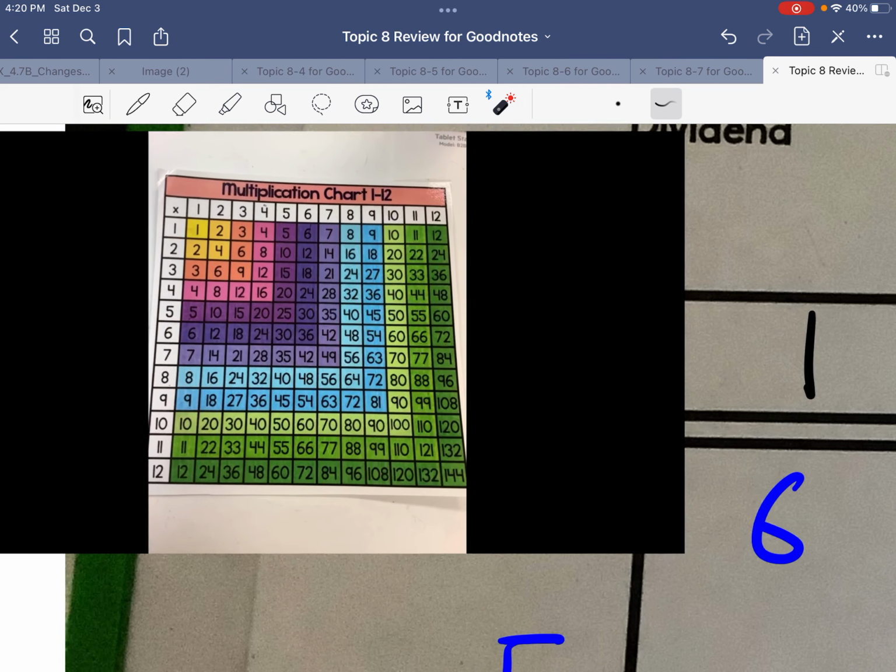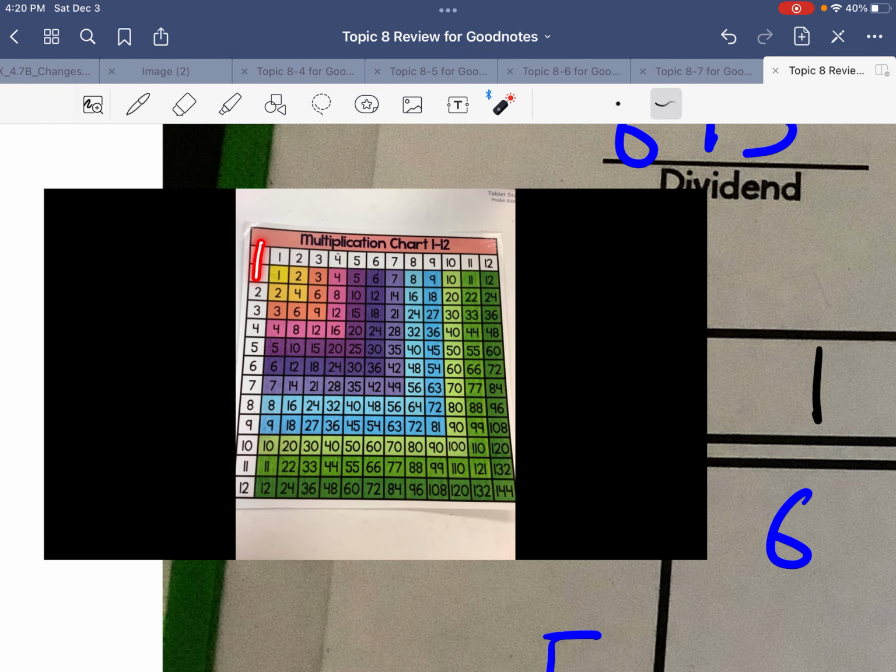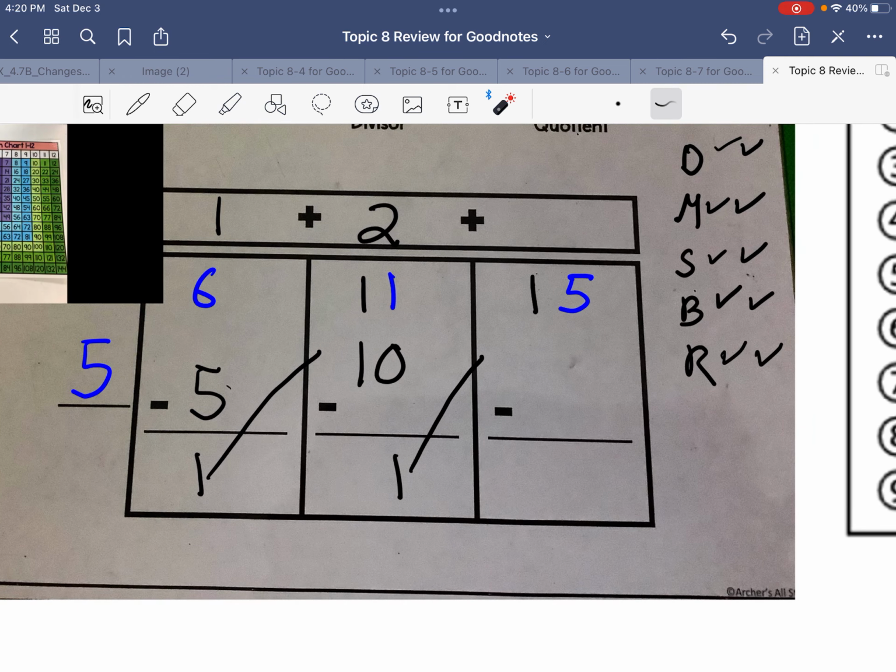So I ask myself, how many times can 5 go into 15? I go to my 5s. I'm looking for 15 or less. 15 is right here. I go up. I get 3. So my 3 is going to go on the top. I divided. Now I multiply.